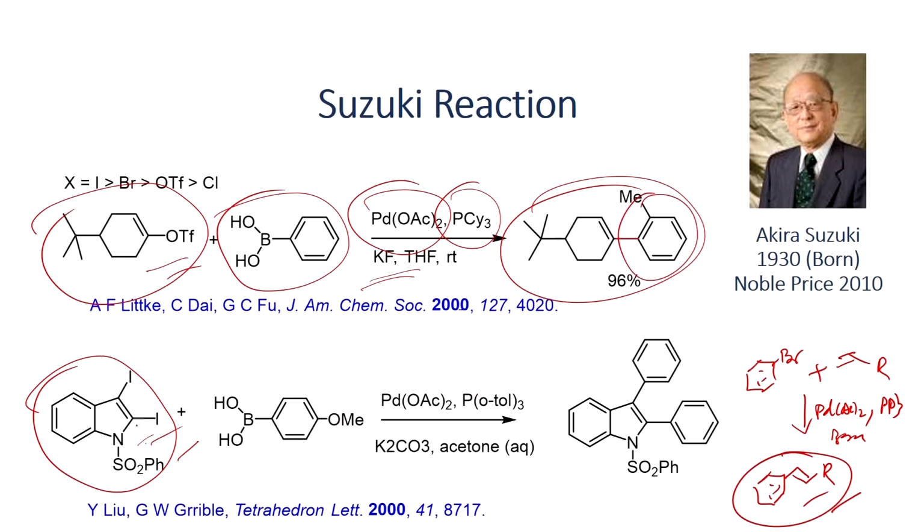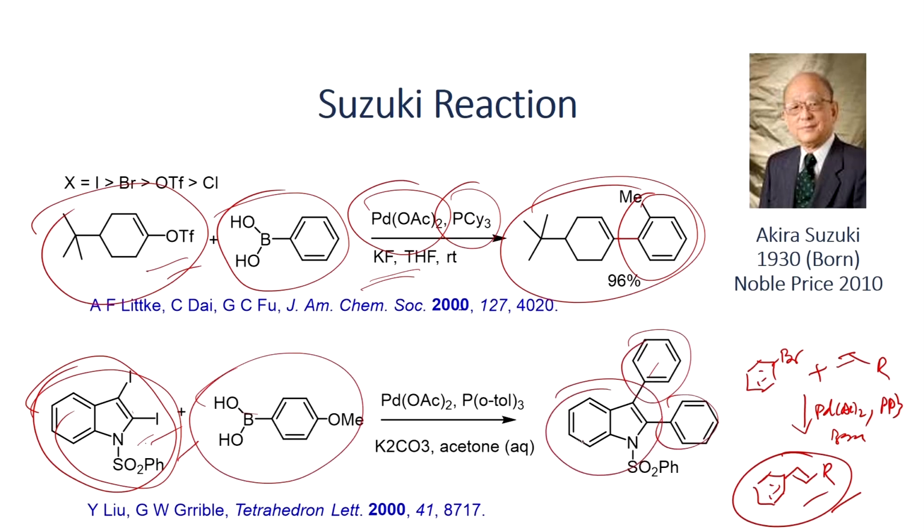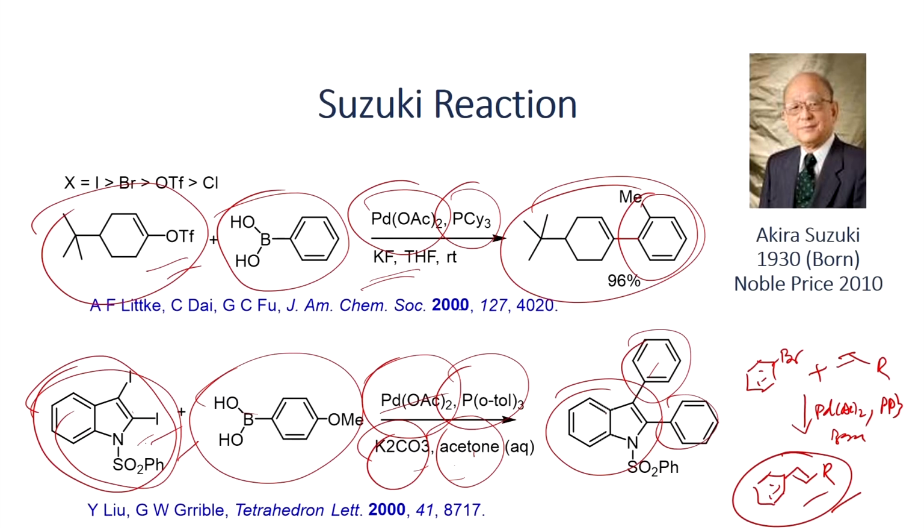In this example, this diiodoindole derivative has been coupled with the boronic acid. In this way, you can introduce two aryl rings in this indole moiety. The reaction conditions are shown here. Here also they use palladium acetate, phosphine ligand and base. And if you remember the Heck reaction, usually they use DMF. Here you can use THF or acetone as solvent. Now let us see the mechanism of this reaction.